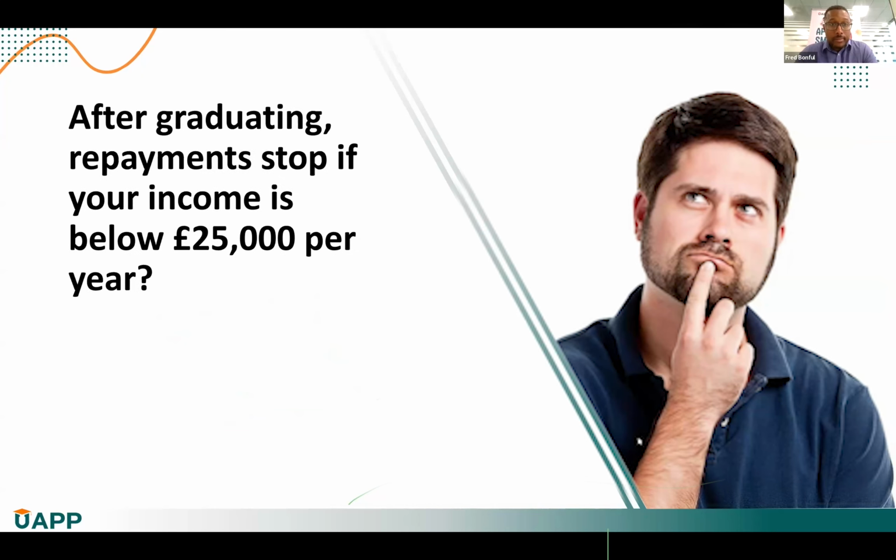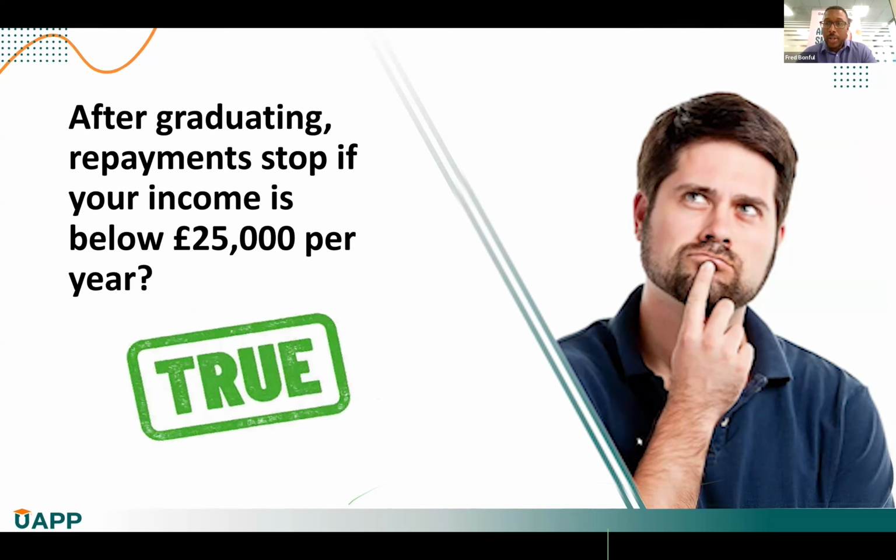After graduating, repayments stop if your income is below £25,000 per year. That is true. As you are aware, the threshold at the moment is £25,000. So if you graduate from university and get a job paying below £25,000, you don't have to pay anything back. There are no repayments. That's important to know, as it gives you a good understanding of what the threshold will be.